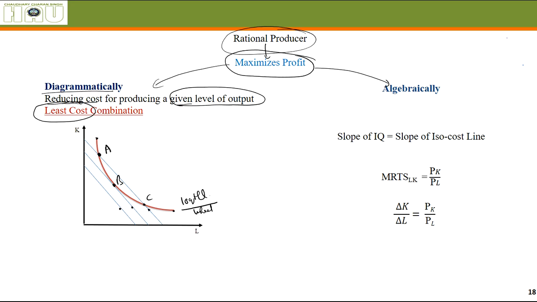That means for producing A, let's say the budget here is 1000, 2000 and 3000 on this iso-cost line. For producing A, that means 10 quintals of wheat, the farmer will have to spend 3000 rupees. For producing B, he'll have to spend 2000 rupees. For producing C, he'll have to spend 3000 rupees. This 10 quintal cannot be produced with 1000 rupees because the isoquant does not fall on this line.